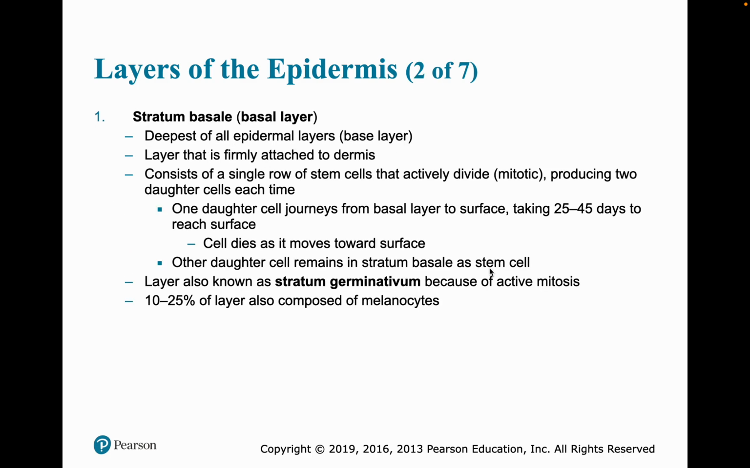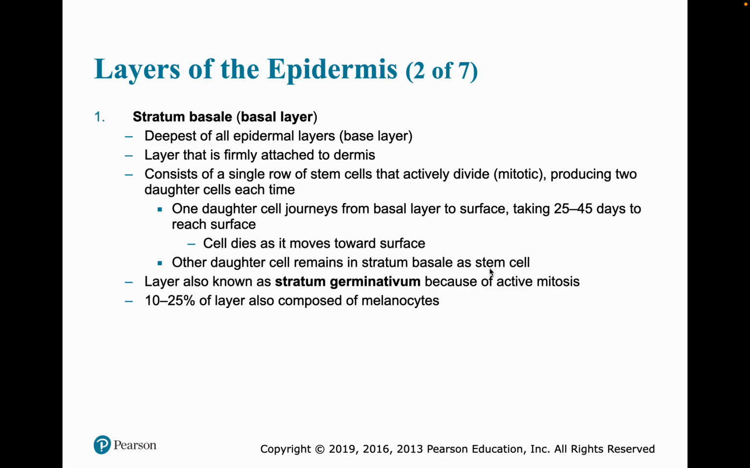The stratum basale, the basal layer, is the deepest. That's called the base layer in Latin. It's firmly attached to the dermis, contains a single row of stem cells. Those stem cells, skin stem cells or epithelial keratinocyte stem cells, divide very often, and they produce 2 daughter cells. One of those daughter cells will differentiate, become a keratinocyte, and make its way to the surface of the skin. The other daughter cell is going to stay there in the stratum basale and be a stem cell.